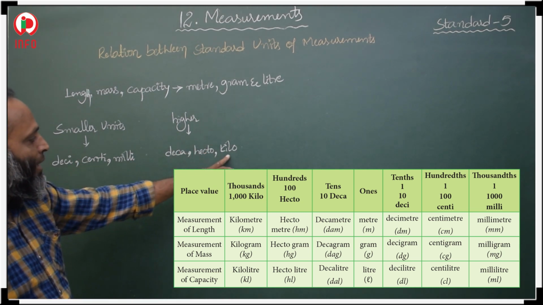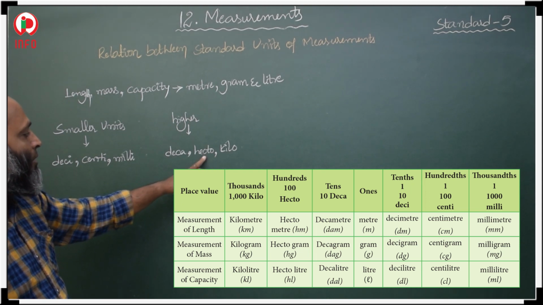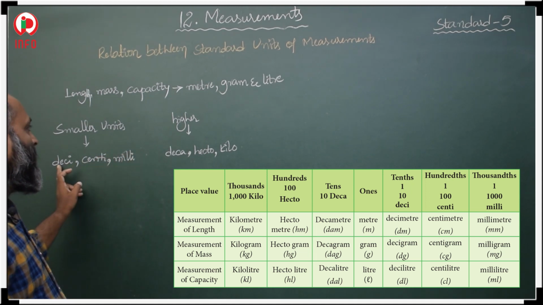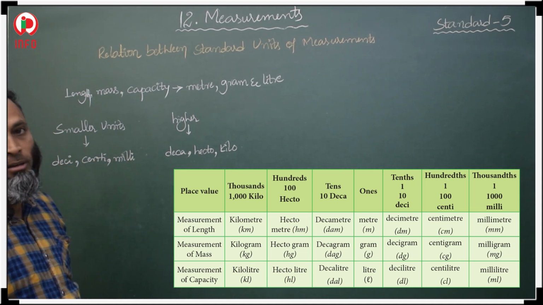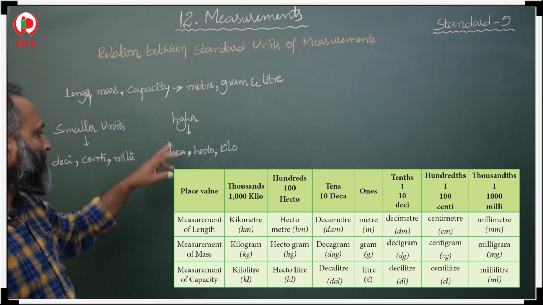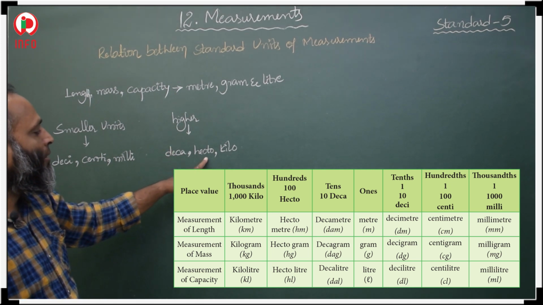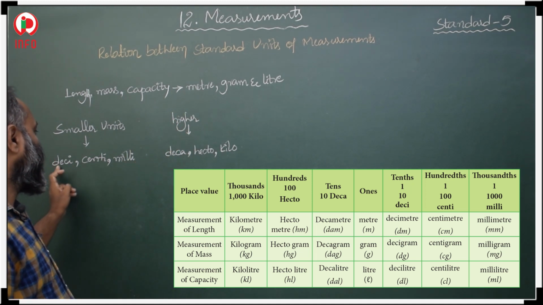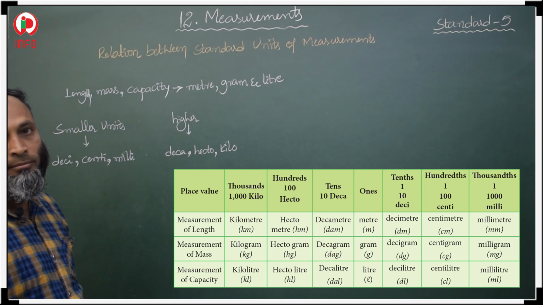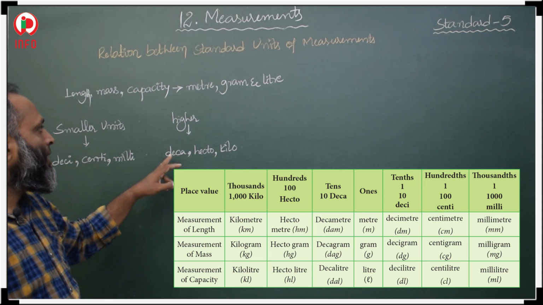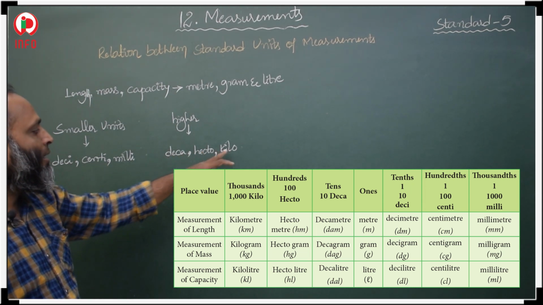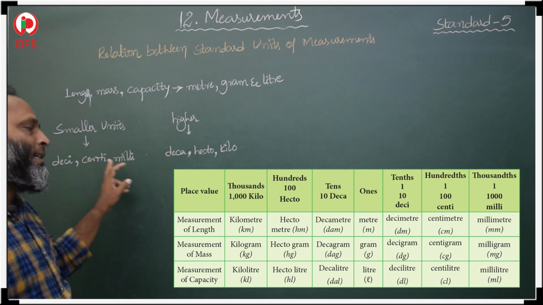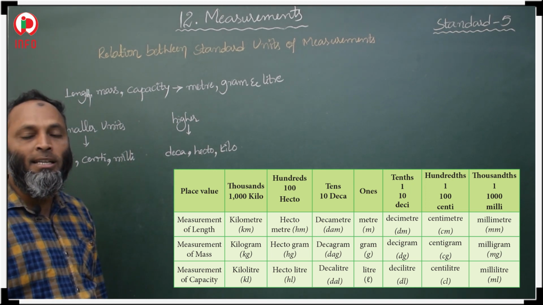First kilometer, hectometer and decameter, then after that meter, then after that decimeter, centimeter and millimeter. In the same way, decagram, hectogram, kilogram, after that gram, then after that decigram, centigram, milligram. In the same way, decaliter, hectoliter, kiloliter and after that liter, then after that deciliter, centiliter and milliliter.